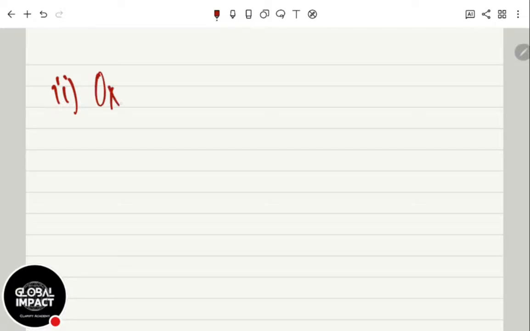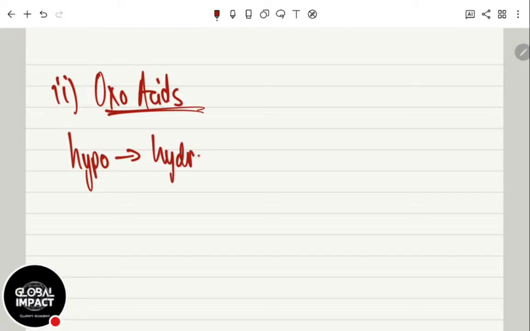So for oxo acids, what should I know? We've done oxo salts, salts that have oxoanions. Now for oxo acids, what you must know is that if you have hypo in your name, when you now have the acid, you say hydro. So hypo changes to hydro. Then ite will change to ous. Then ate will change to ic. So if you have an ate, it will change to ic. Ite will change to ous.